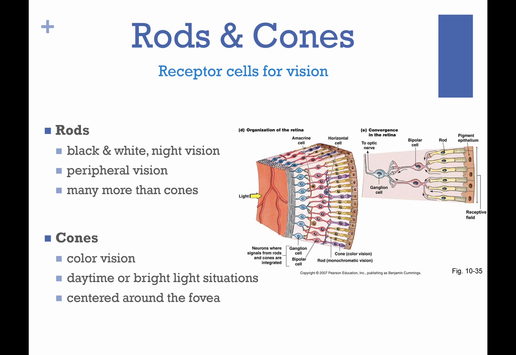There are many fewer cones in the retinal wall than there are rods, but they help you see in color. They help you see more definition and detail of the objects that you see. They help you see in higher amounts of light, like daytime or bright light. They are clustered or centered around the focal point of the eye, or focal point of the retinal wall, which is the fovea.